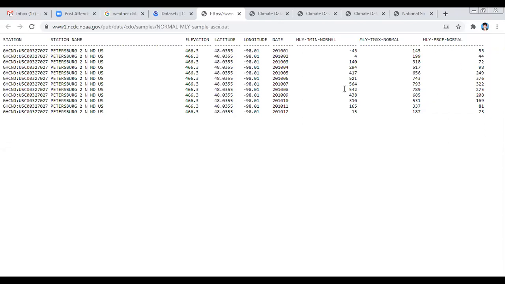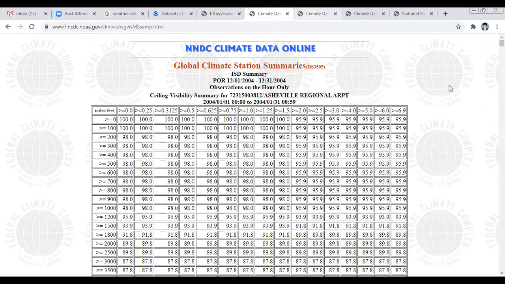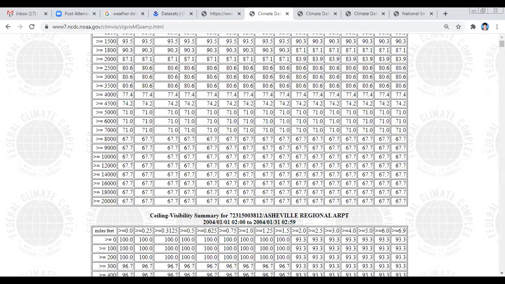Similarly, we have various types of data available, and I will show that also. This is one type of data, the NCDC Climate Data Online, the global climate data. I will zoom in on this website so you can understand somewhat better.